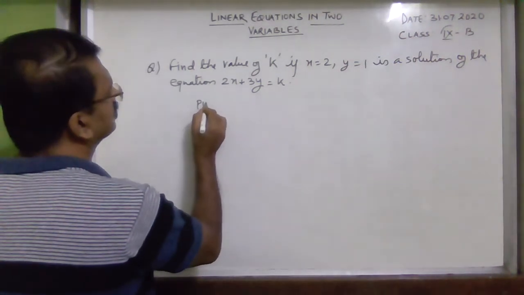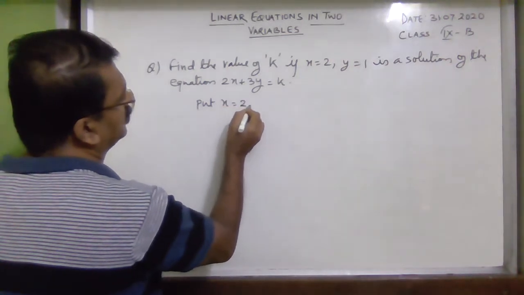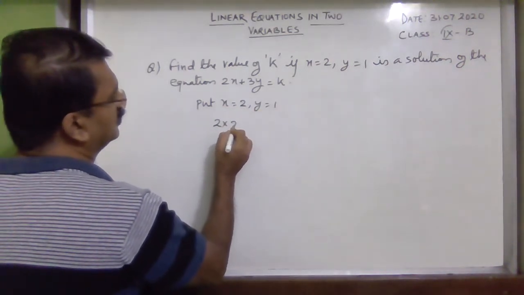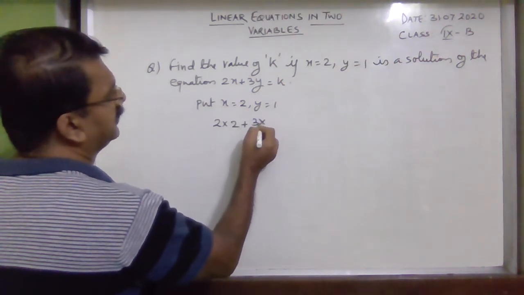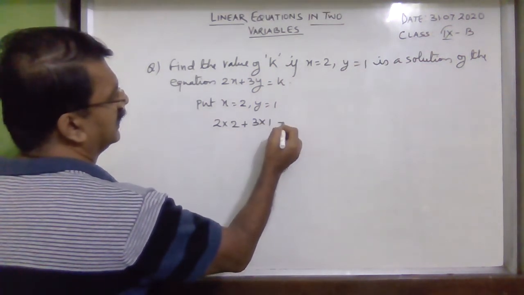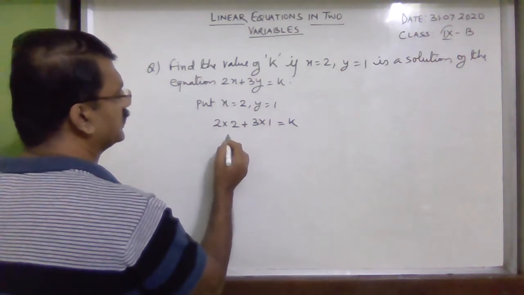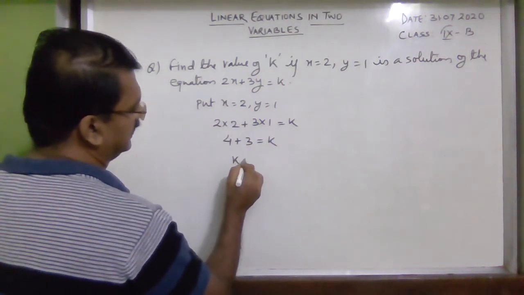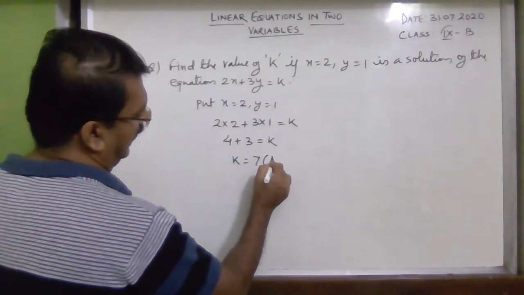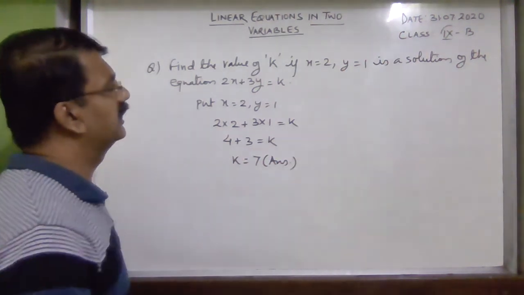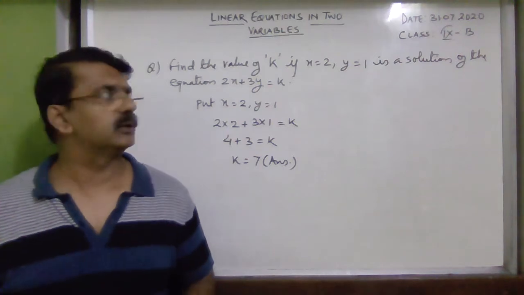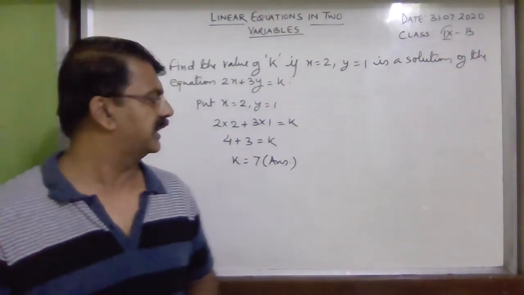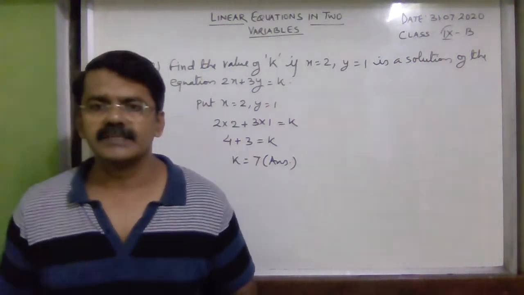Put x is equal to 2, y is equal to 1 because they are given, that is the solution. So 2 into 2 plus 3 into 1 is equal to k. 2 into 2 is 4, 3 into 1 is 3, is equal to k. So you can see k is equal to 7 and that is your answer. If x is equal to 2 and y is equal to 1 is the solution to the given linear equation, then the value of k will be equal to 7.